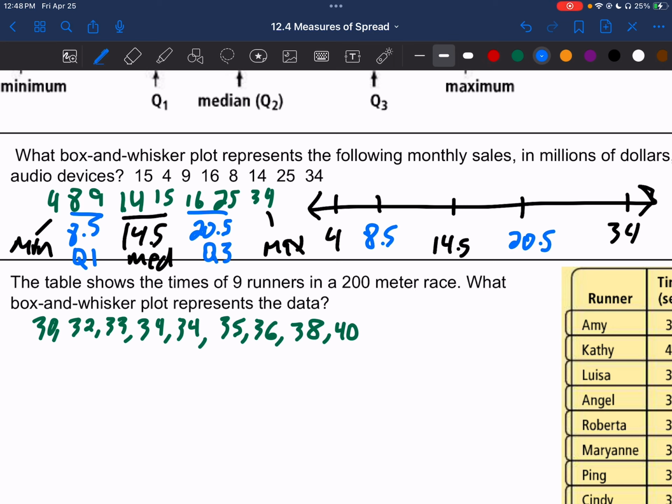And so when we graph it, we have a dot there, a dot there, a dot there, a dot there, a dot there. We have our whiskers that go to the outside, and then we have our box that we set up like that.